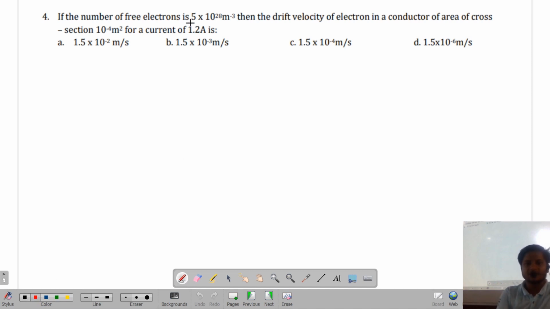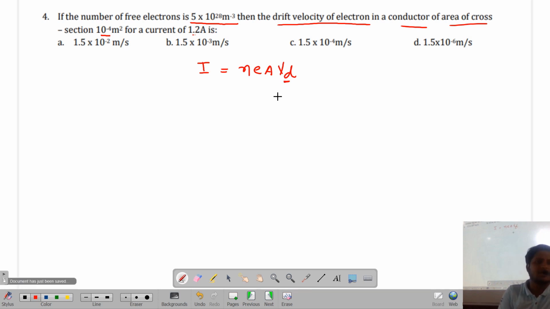This time the number of free electrons is given. Find the drift velocity of electron in a conductor of area of cross section 10 to the power of minus 4 meter square for a current of 1.2 ampere. Easy. I is equal to NEAVd. Yes or no? Now, number of free electrons is given, drift velocity it is asking, area of cross section is also mentioned, current is also mentioned. Everything is given. Just you have to calculate the drift velocity, yes or no?